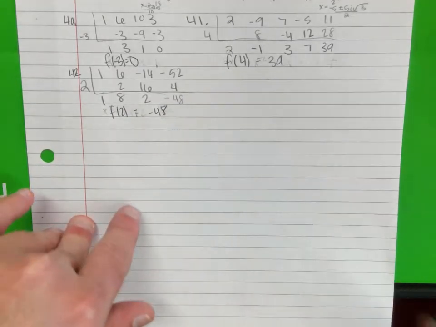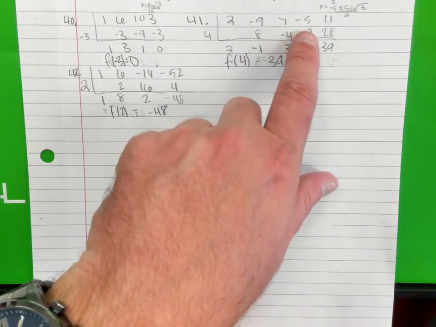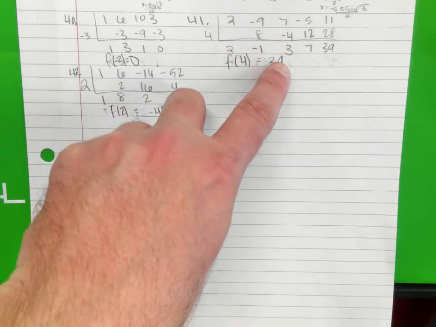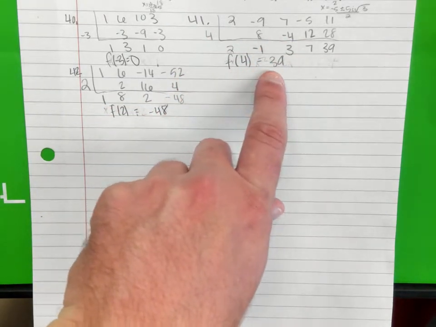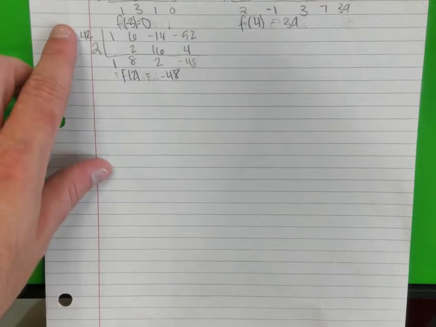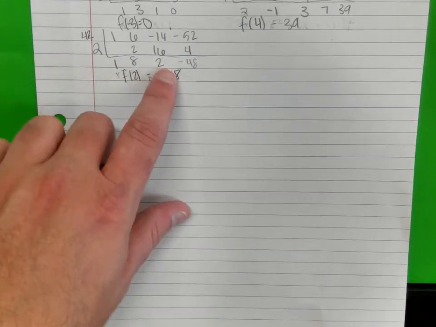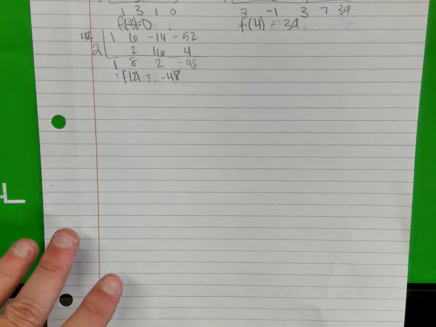All right, number 41. All the powers are there. You got 4. Bring the 2 down. 4 times 2 is 8. Negative 4. f of 4 equals 39. Do you agree? Good deal. 42. 2 times 1 is 2. 16, 2. And I agree with the negative 48. Are there any questions? Yes.